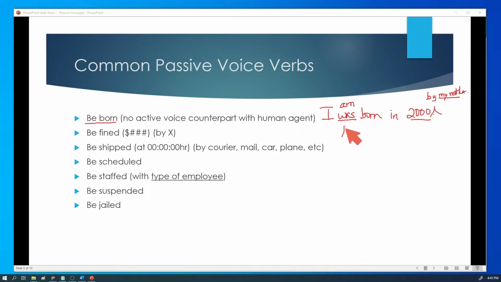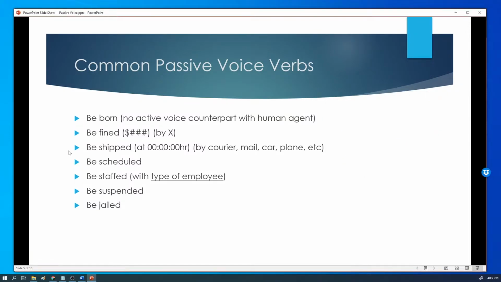And the active voice, my mother bore me in 2000, we never talk about the mother's physical activity of giving the baby into the world. So that's why we always use was and born. Or if it's twins, you could say the twins were born if you have two babies at the same time.